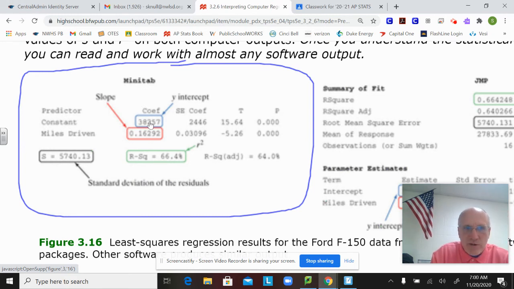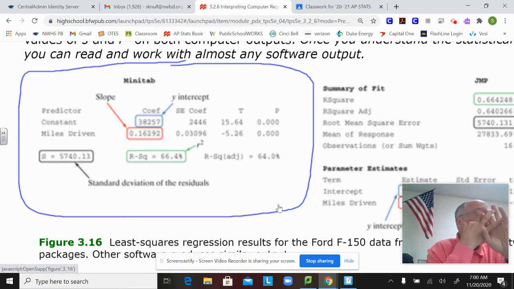Then for these two numbers, the heading here says constant. That's the y-intercept, 38257. That was my y-intercept in the Ford truck example. And the miles driven, since that's my x-coordinate, the number right there is the slope of the best fit line. So from data like this, you should be able to write the equation of the line: y hat equals 38257 plus 0.16292 x.